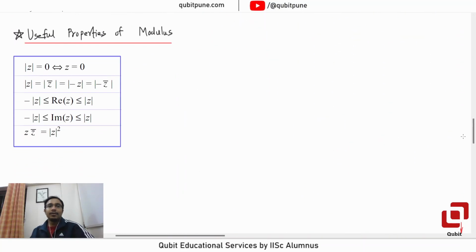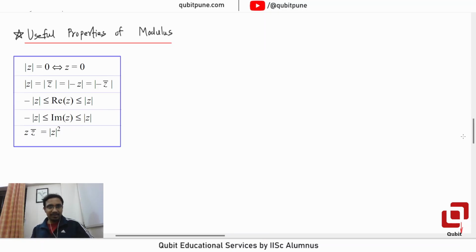Useful properties of modulus. First, mod z is equal to 0 if and only if z is equal to 0. Except z equal to 0, no other complex number has its modulus equal to 0. Other results are quite straightforward. Mod z is equal to mod z bar equal to mod negative z equal to mod negative z bar. Third, negative of mod z is less than or equal to the real part of z, which is less than or equal to mod z.